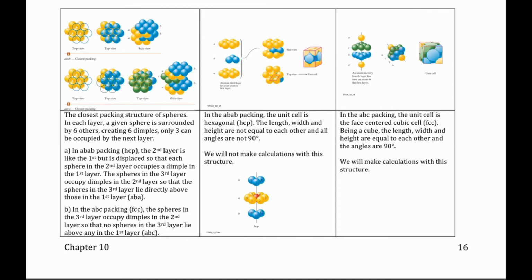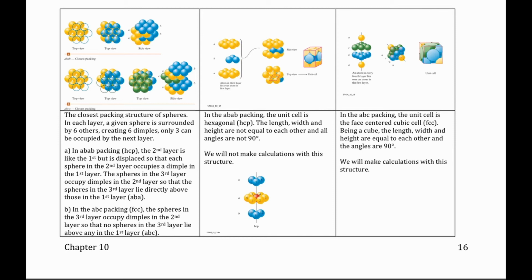In the middle column of our table, we have the hexagonal closest packing shown again. So we have layer A, layer B, layer A. It goes back and forth like that. The unit cell is shown in the upper row there. It turns out its angles are not 90 degrees and it's not a cube. So in the AB packing, the unit cell is hexagonal, that is HCP. The length, width, and height are not equal to each other. It's not a cube, and all angles are not 90 degrees.